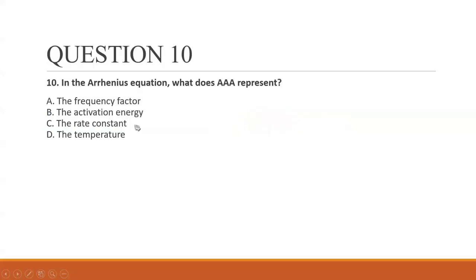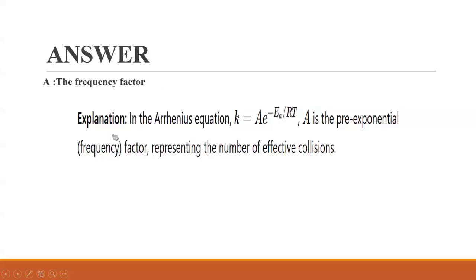In the Arrhenius equation, what does A represent? So this is a mistake, it is supposed to be A. So what is A representing? It represents the frequency factor, activation energy, rate constant, temperature. What do you think? The answer is A, the frequency factor.